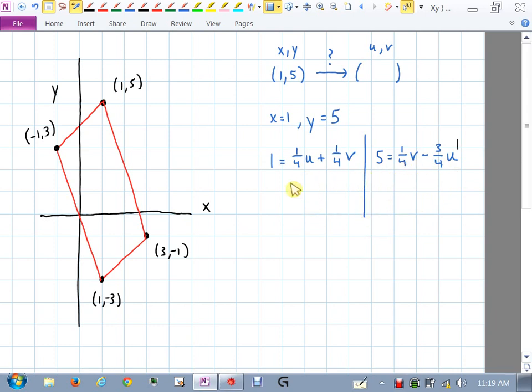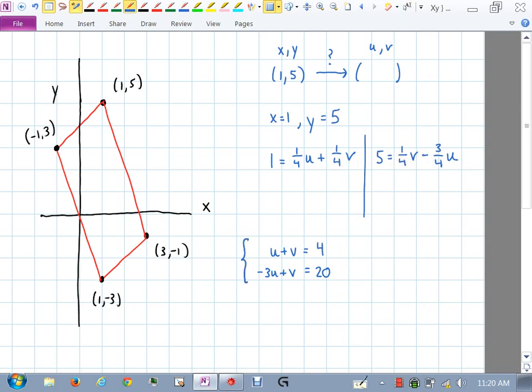I'm not going to solve yet, but I'm going to clean these up. I don't like the fractions. So I'm going to multiply both sides of this equation by 4 and this equation by 4, and rearrange some stuff. For this first equation, U plus V is 4. And for the other equation, if I multiply everything by 4, I get negative 3U plus V equals 20, right? Isn't that what I get when I multiply and then move things around?